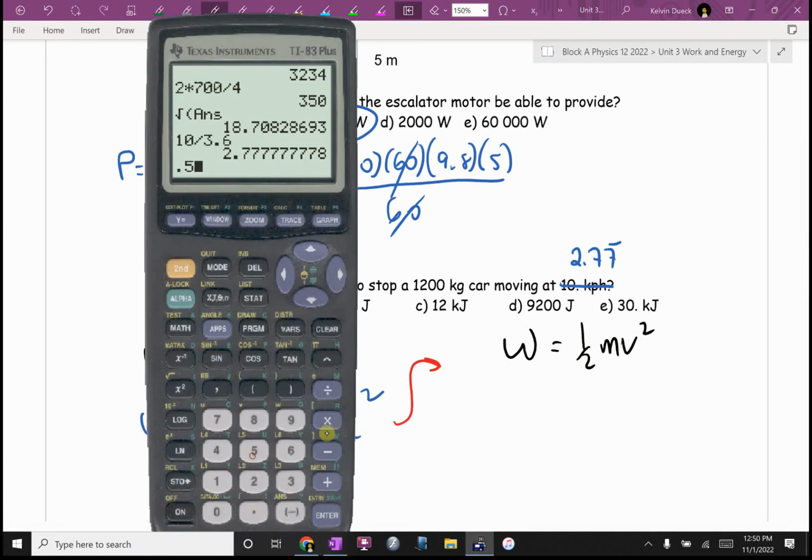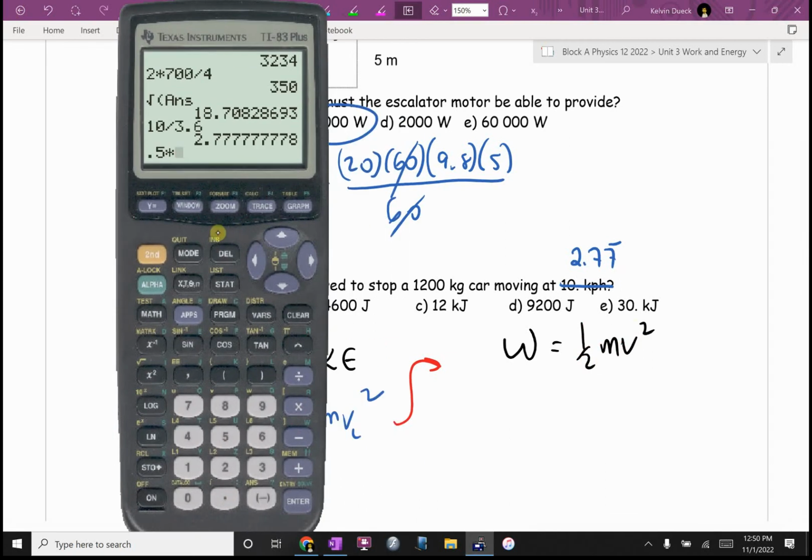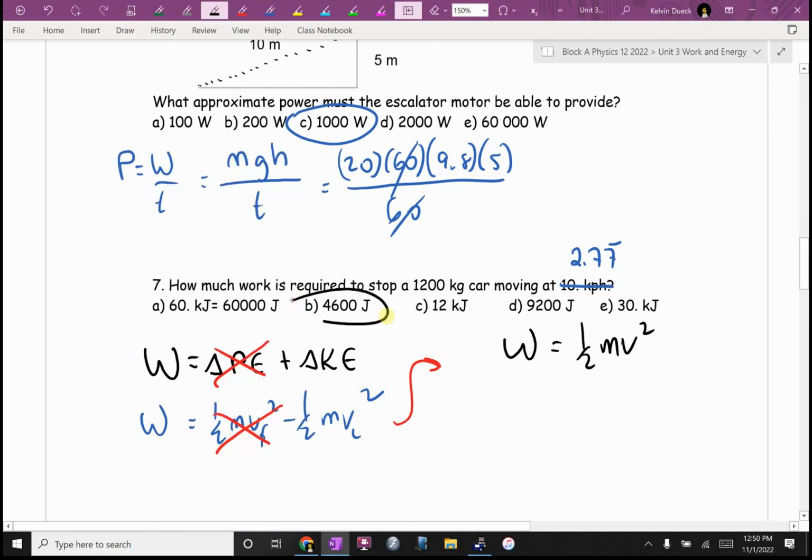So it's going to be 0.5 times 1200 times, and I'm going to use my answer button, squared. Now, what else could I ask as a follow-up? If I told you the distance the car needed to come to a stop, you could find the force, because work is still force times distance. Or if I told you the force of friction that the brakes were capable of putting out, you could find the distance required to come to a stop, because again, work equals force times distance. I got 4,630? 4,600 it looks like. B?